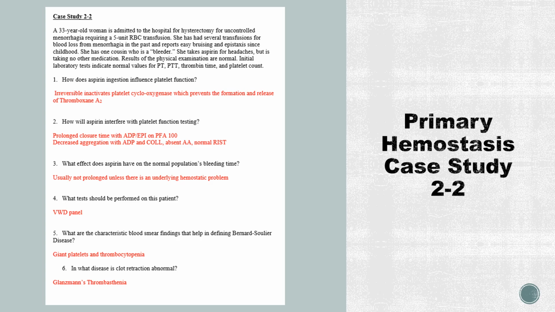In what disease is clot retraction abnormal? And again, that's going to be Glanzmann thrombasthenia. Of course, clot retraction is going to be abnormal because platelet aggregation can't occur.